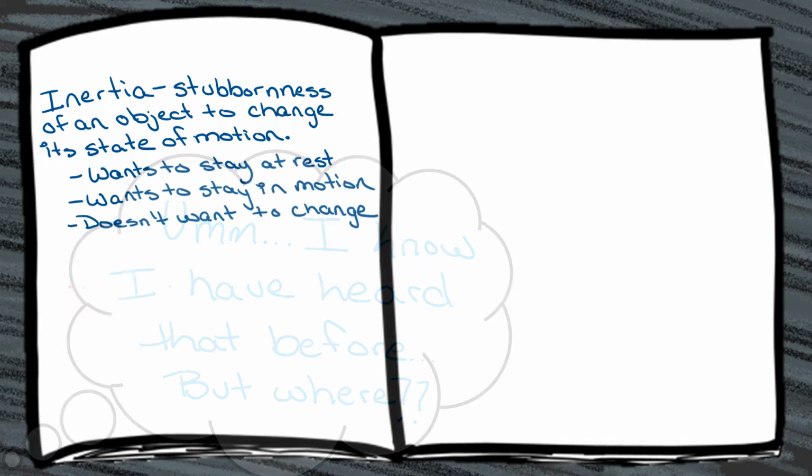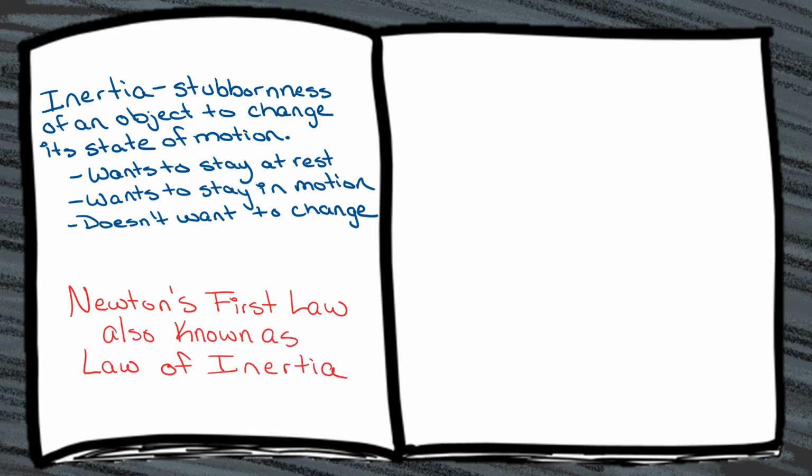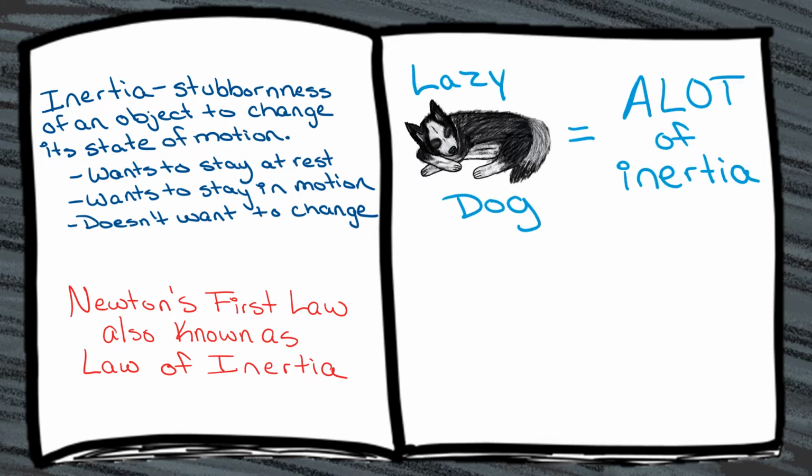I'm glad that sounds familiar to you, Alex, because we just mentioned it when we described Newton's first law of motion, which is why the first law is also known as the law of inertia. Basically, inertia is the stubbornness of an object to resist change. It simply wants to remain in its current state, whether it's in motion or at rest. I guess you could see it that way, Alex.